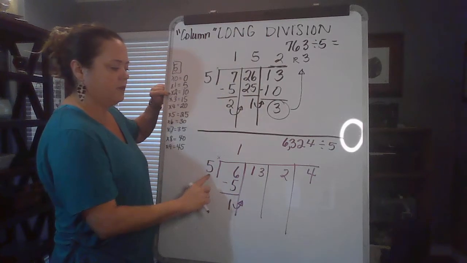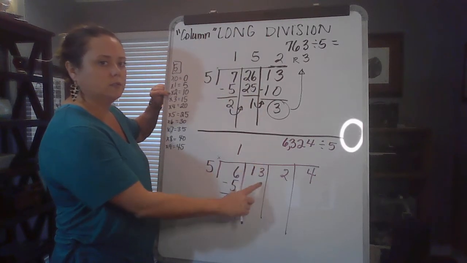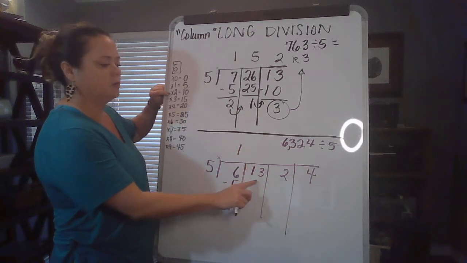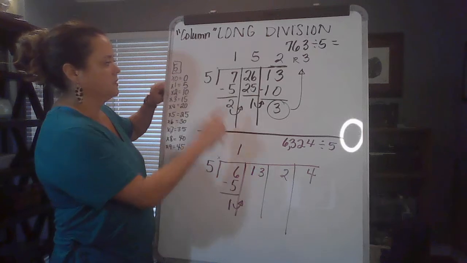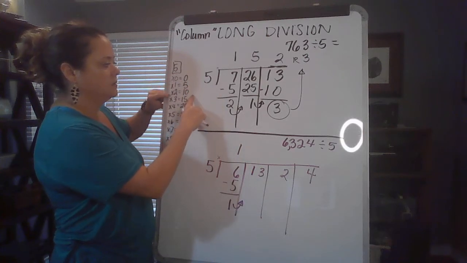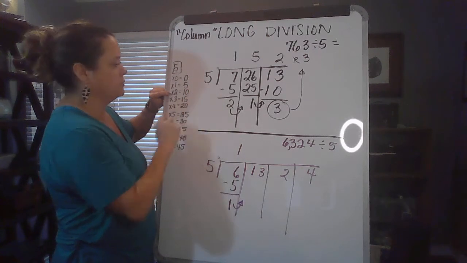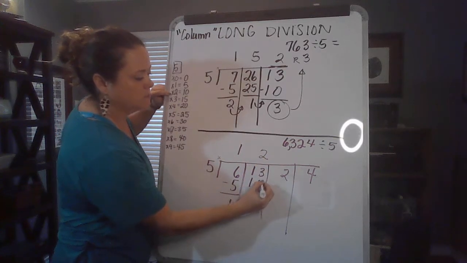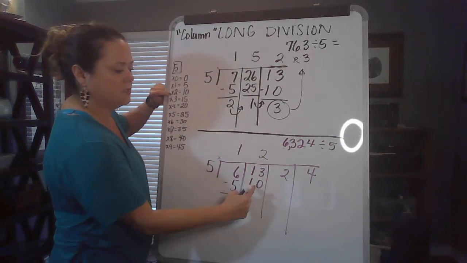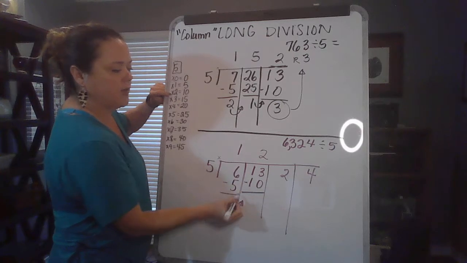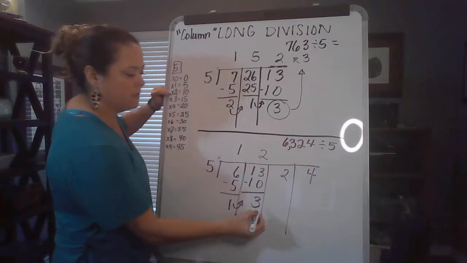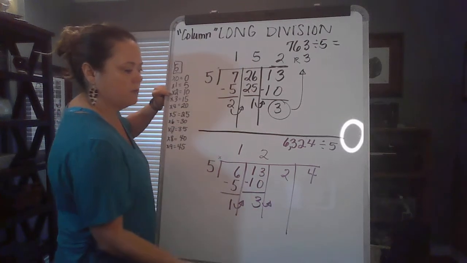5 times what gets me close to 13 without going over? We don't want to go over because we only have 13 items. So I have 2 groups. 2 groups gives me 10. 5 times 2 is 10. I'm going to subtract that, and I'm going to have 3 left over. Give it to the neighbor.